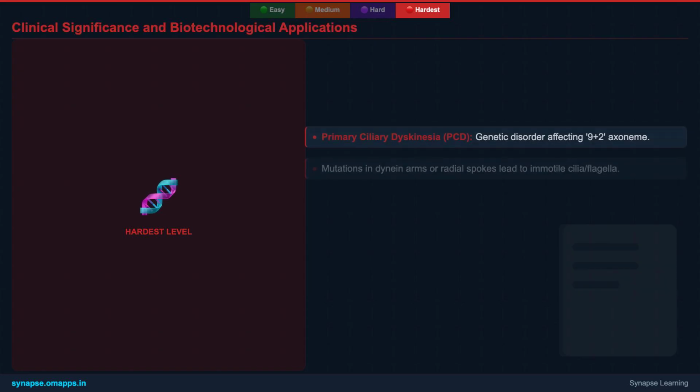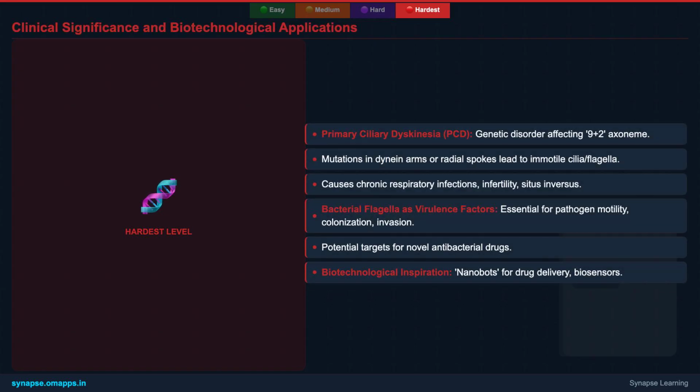The implications of flagellar biology extend into clinical medicine and even engineering. Genetic defects affecting the 9+2 axoneme can lead to primary ciliary dyskinesia, or PCD, a disorder causing chronic respiratory issues, infertility, and sometimes organ reversal. Bacterial flagella are also critical virulence factors, allowing pathogens to move, adhere, and invade hosts, making them potential targets for new antimicrobial drugs.